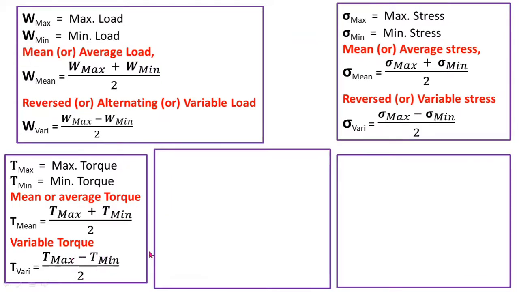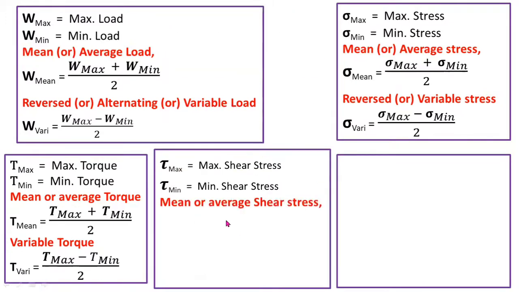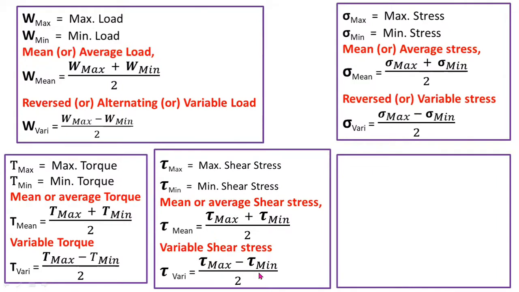Now, in a similar way, if you are considering the shear loads and shear stresses, then tau max is the maximum shear stress and tau minimum is the minimum shear stress. And this one is the mean or average shear stress, tau mean, equals maximum shear stress plus minimum shear stress by 2. Variable shear stress, tau variable, equals maximum minus minimum shear stress by 2.